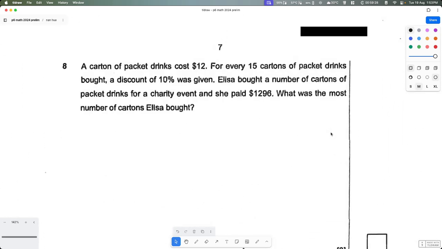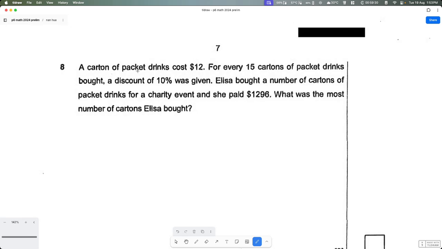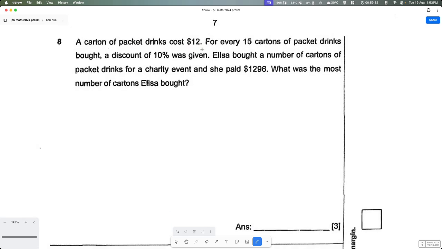Question number 8. So a carton of packet drinks costs $12. For every 15 cartons of packet drinks bought, a discount of 10% was given. Elisha bought a number of cartons of packet drinks for a charity event and she paid $1,296. What was the most number of cartons Elisha bought? Okay, so first we want to know how much it costs for 15 cartons, including the discount.